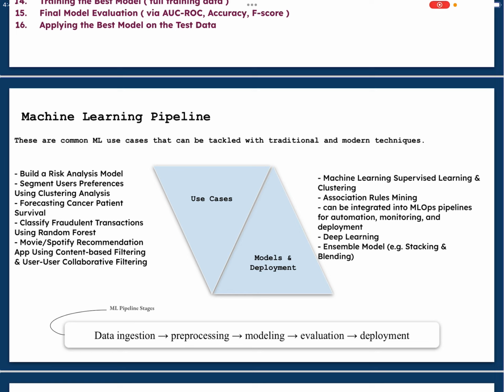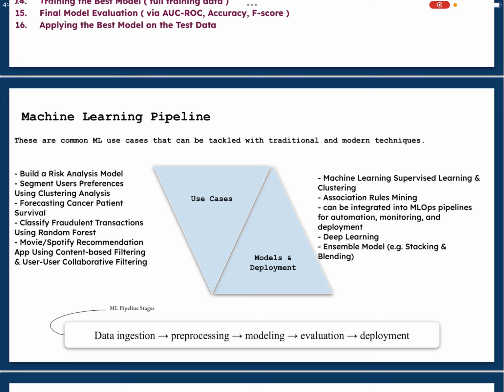And on the right side, we have the models and deployment. So we have supervised learning and clustering. We have also association rules mining. We can integrate into an MLOps pipeline for automation, monitoring, and deployment. We can also, instead of using a machine learning pipeline, create a deep learning pipeline. And finally, the most common use case is ensemble models: stacking, blending, XGBoost, CatBoost, etc.